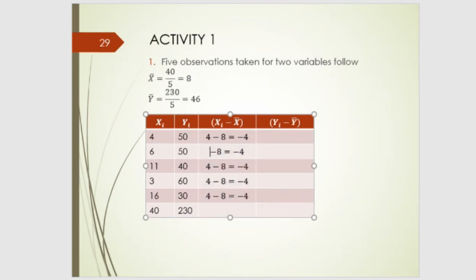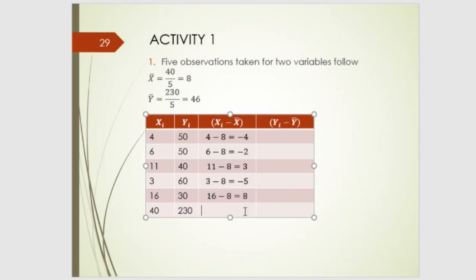All right. So now you will say 6 - 8, which is going to be -2. We have 11 - 8, 3. It's 3. What's it now? We have 3 - 8, which is going to be -5. Okay. We have 16 minus 8, which is going to give us what? 8.